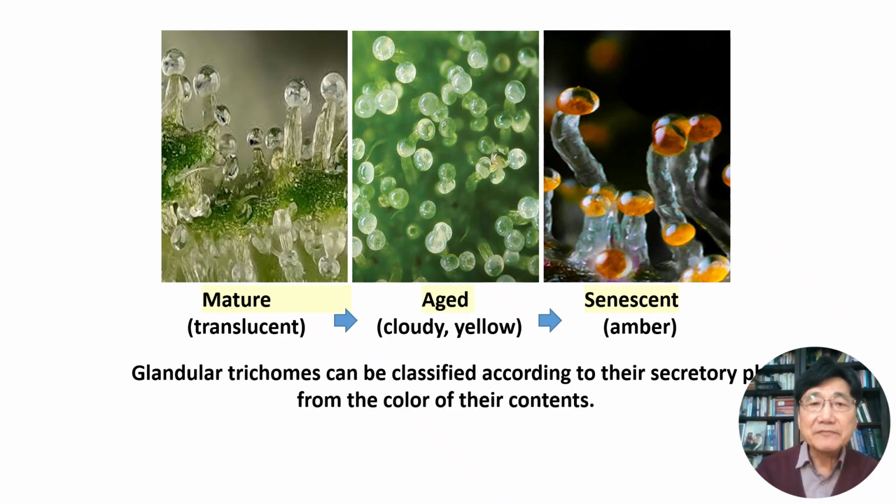By the color of the glandular trichomes, their maturity can be identified. Glandular trichomes can be classified according to their secretory phase from the color of their contents. Immature glandular trichomes are translucent in appearance, while aged glandular trichomes, at the peak time of cannabinoid production, appear cloudy or amber. At the stage of senescence, major cannabinoids start conversion to chemically stable cannabinoids such as CBN.